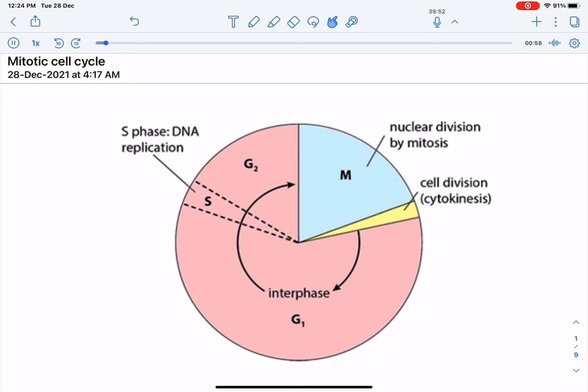In this lesson today, we will discuss the mitotic cell cycle. You know, multicellular organisms have numerous cells in their bodies. For example, in an adult human individual, there are trillions of cells. But every multicellular organism that reproduces by sexual reproduction starts as a single-celled structure.